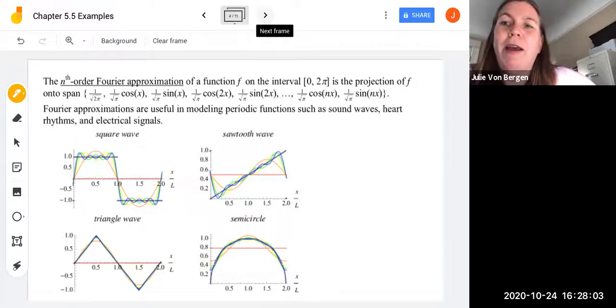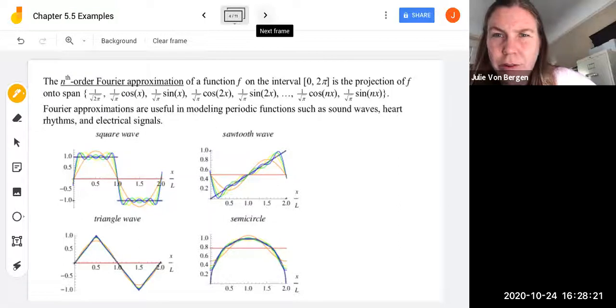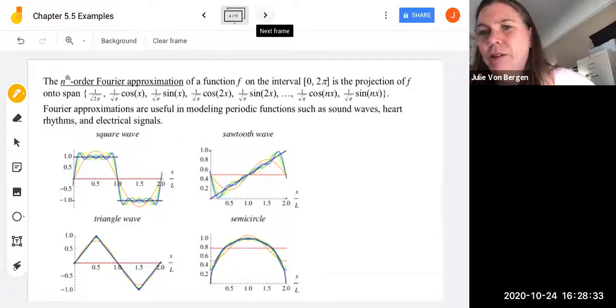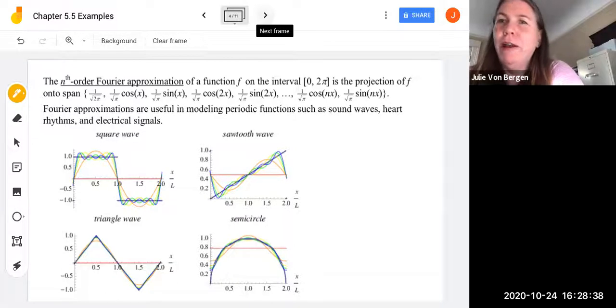And then the second graph shows what's known as the sawtooth wave. So you see we can approximate the line there with a sawtooth wave. We've got a triangle wave down here in the bottom left. So we see as we get higher order, closer to the blues and the greens and the yellows, we're getting a closer and closer fit to that triangle wave. And then the semicircle in the bottom right. As we see higher orders, closer to the blues and the greens there, we're getting a better fit to the semicircle with our Fourier approximation.